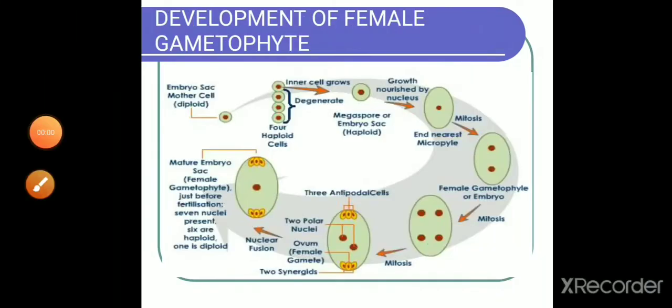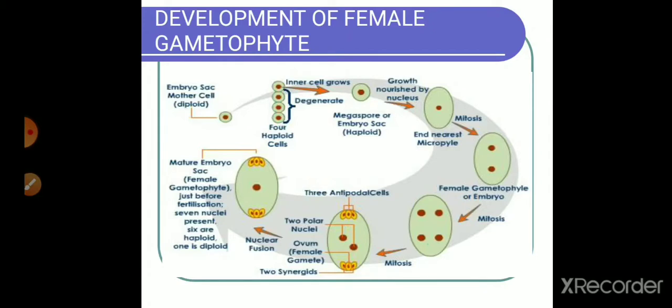Now a quick revision of this process once again in this diagram. See here, the megaspore mother cell is shown here. Then in the next step, four haploid cells are there. Out of these four cells, three cells degenerate. One functional megaspore undergoes mitosis, 3-time mitosis. During the first mitosis, two nuclei are formed, two, then four, then eight.